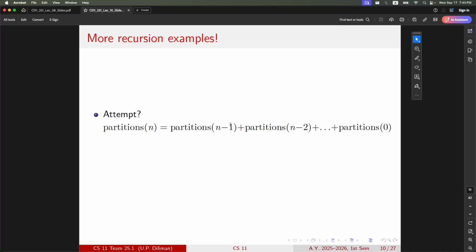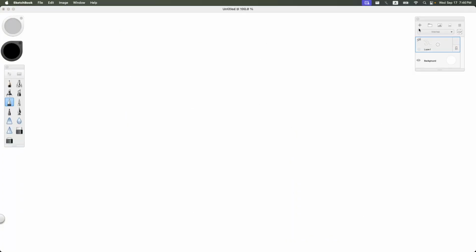For example, we're partitioning 4. We're counting our partitions where we are partitioning 3. That means we chose 1 as the first partition. For this one, we chose the first partition to be of size 2, and so on until we choose the first partition to be of size n. So let me just illustrate that. Let's say we're partitioning 3.